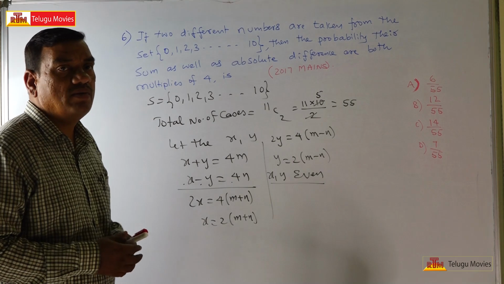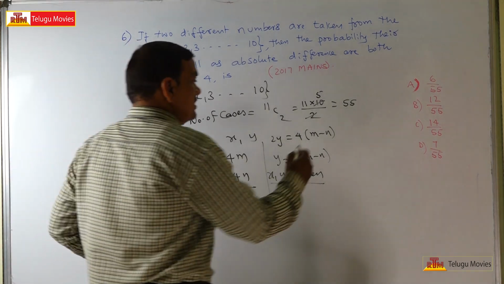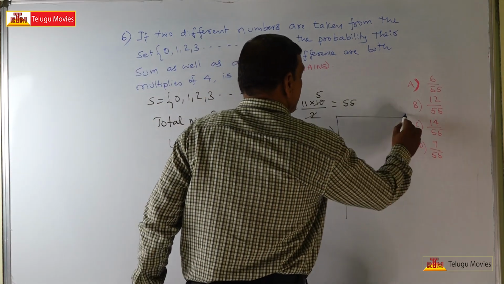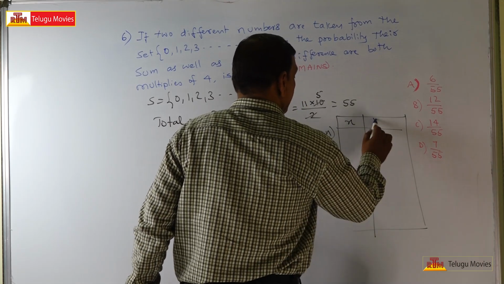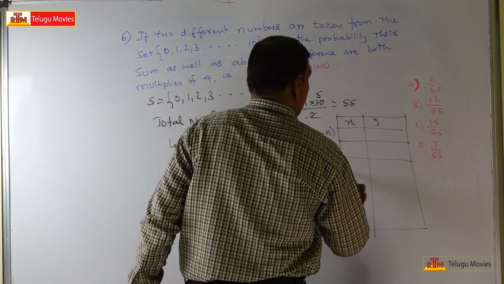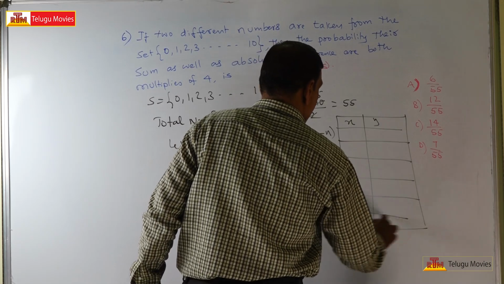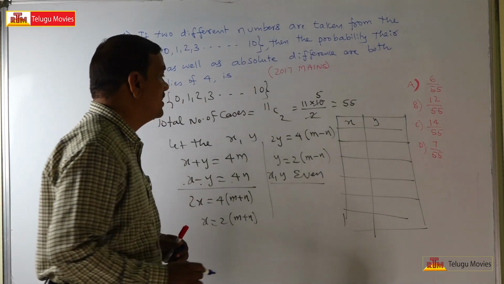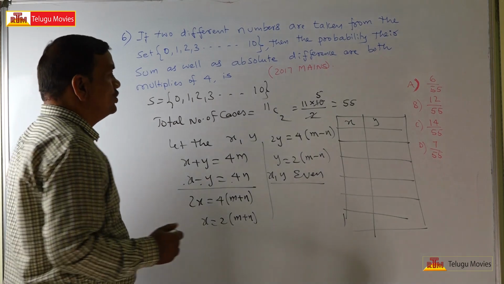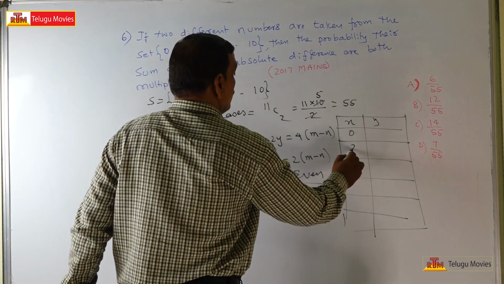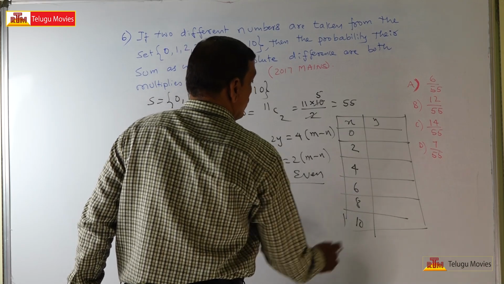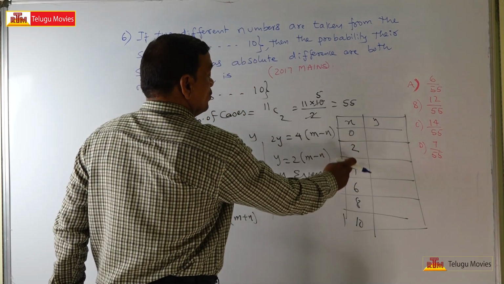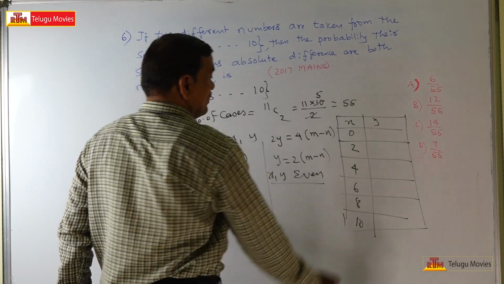So let us take how many possibilities you will get. So let us see this. I will write a table like this. This is the x value and this is the y value. First we are saying that even numbers. How many even numbers are there here? In this you can take 0 as an even number: 0, 2, 4, 6, 8, 10. That is how many possibilities? 1, 2, 3, 4, 5, 6 possibilities.